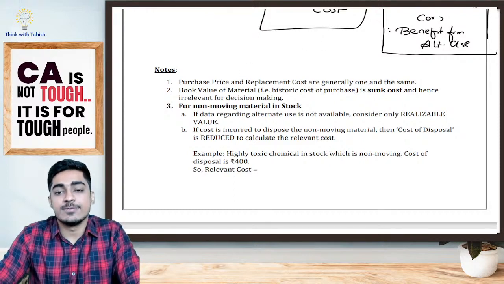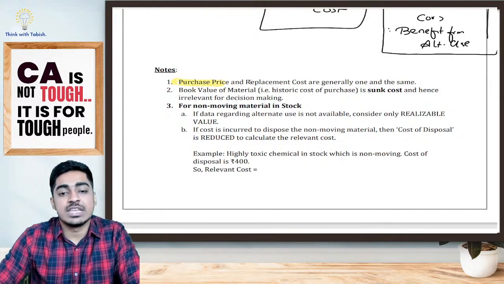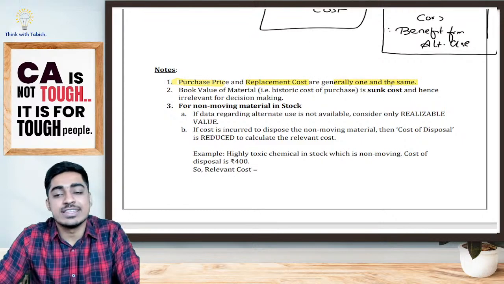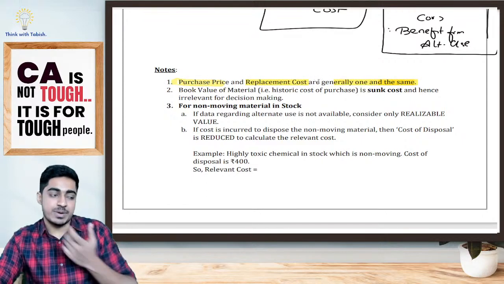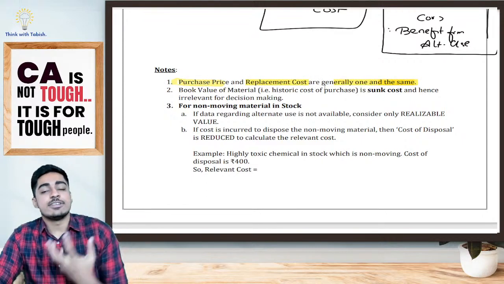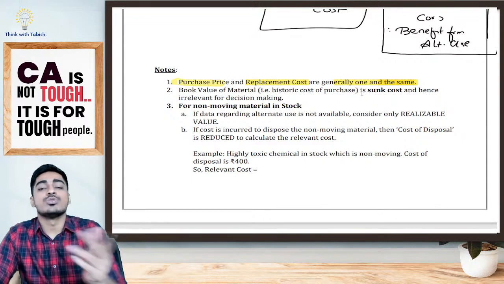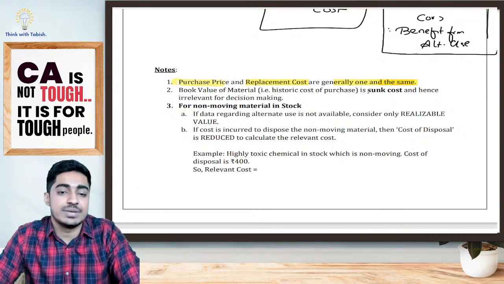Firstly, purchase price and replacement cost are generally one and the same. Yes or no? If I want to purchase, I'll tell it is my purchase price. If it is already in stock, I'll ask what the replacement cost is. Both mean one and the same. It is the purchase price only.